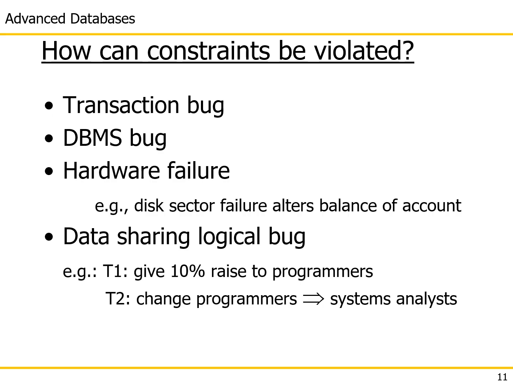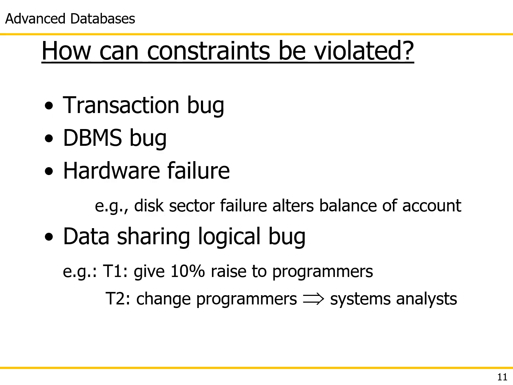One programmer has passed a SQL statement to give a 10% raise to all programmers, so he's basically giving a raise to himself, and the other one is changing the title of programmers to system analysts. Okay, so if transaction 2 kicks in and finishes before transaction 1 runs, the guy who's trying to give a raise to himself in transaction 1 will not succeed because there are no more programmers in the database. However, if transaction 1 runs first, well, he's lucky, he's going to get a 10% raise.